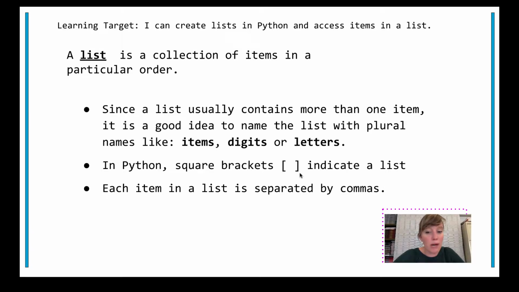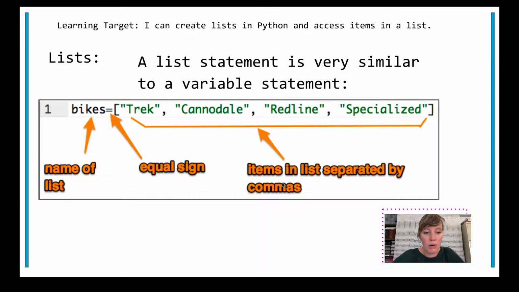We use square brackets, so a new type of bracket for you guys to figure out. We use a square bracket to indicate a list, and each item is separated by a comma. So let's go over what something looks like. This is a list here. I say bikes equals, and I put a bunch of bike names in the list separated by commas. So I put a string with a comma, a string with a comma, a string with a comma, okay? A list is like a variable, but with multiple items in the variable.